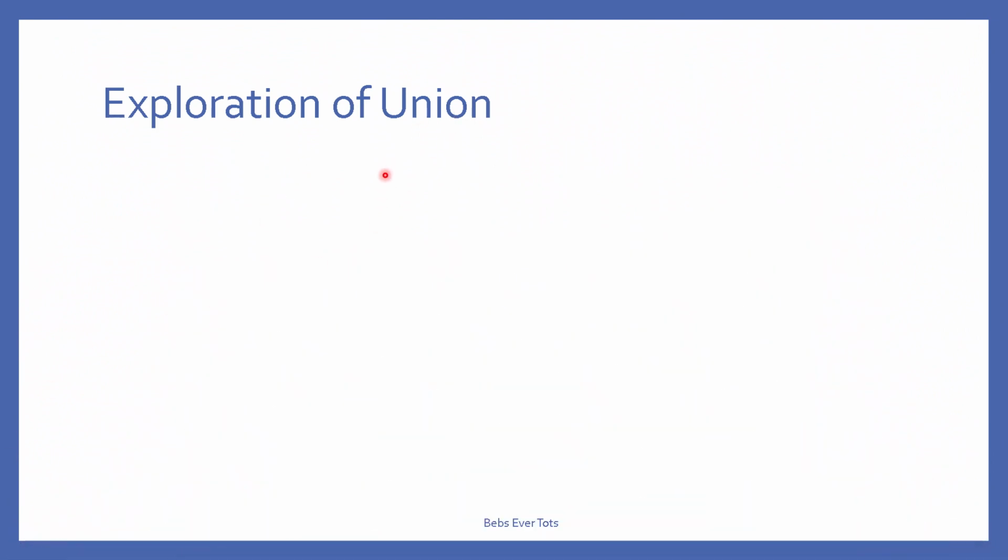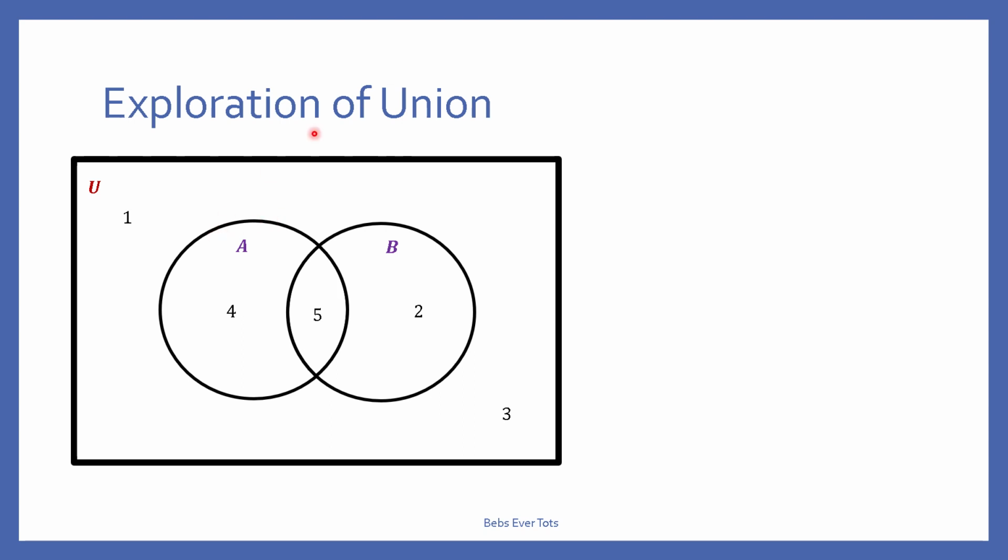Let's explore now union. Given this one, as you can see, this is our new set. So let's have some questions. What are the elements of the universal set? Let's look at the whole elements included in the rectangle. As we can see, the set is 1, 2, 3, 4, and 5.